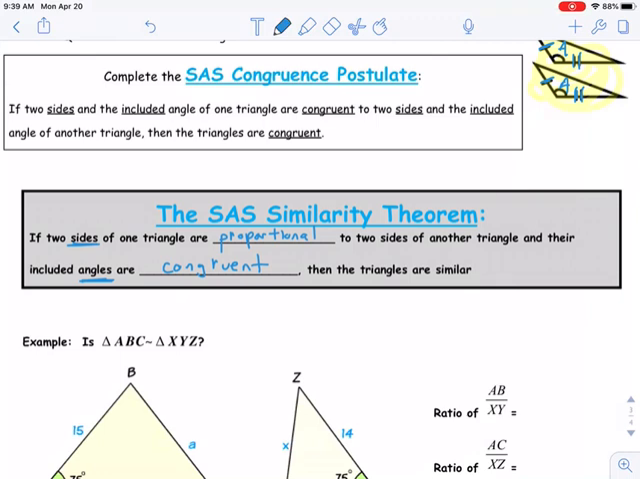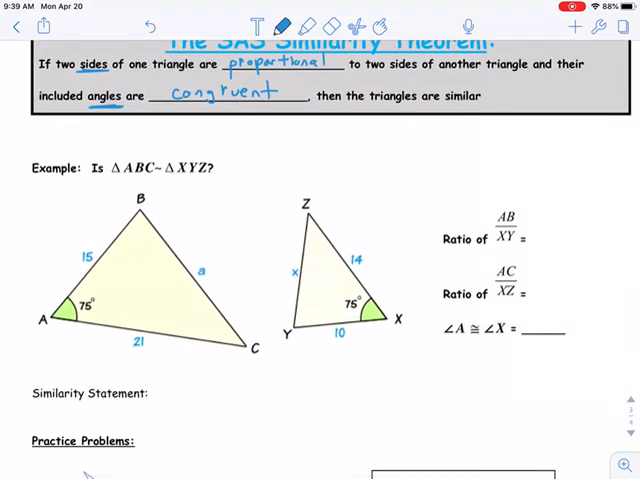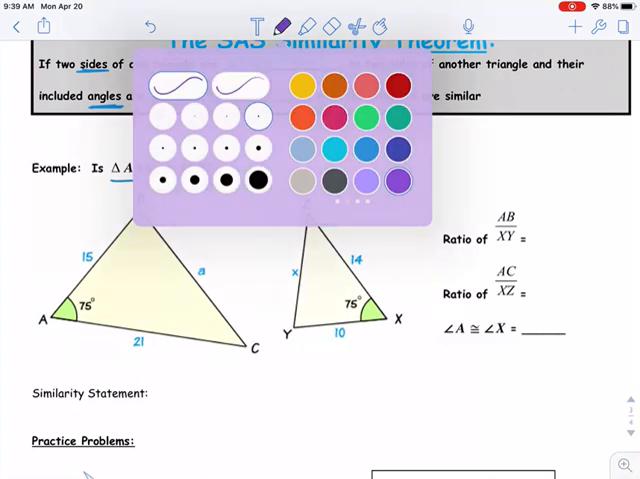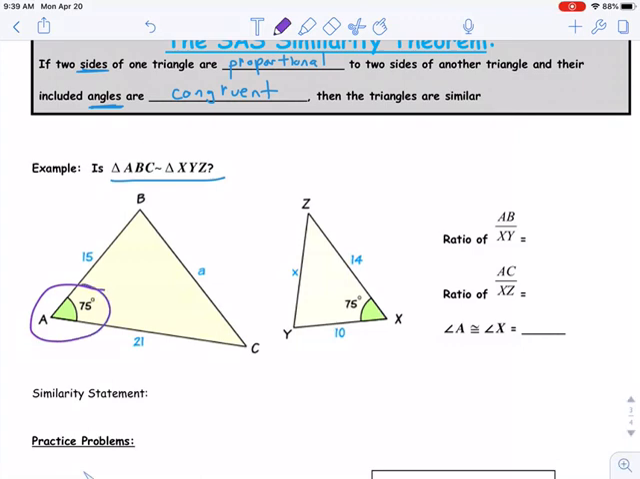So what does that mean? Let's look at this. Is ABC similar to XYZ? Well, let's first look at the angles. They have angle 75, 75. Their measures are 75 degrees. All right, so they have congruent angles. Cool.